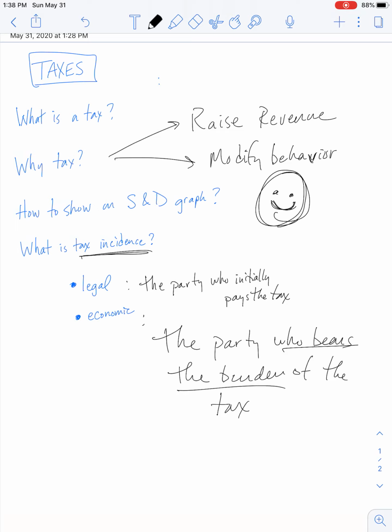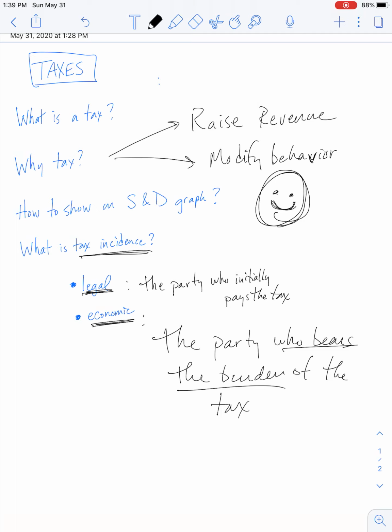So the legal incidence is the party who initially pays the tax, and you can control that when you make the tax. Say, we're going to tax consumers this amount, or we're going to tax producers this amount. So a sales tax is a tax levied on consumers, so the consumers bear the legal incidence of that tax. An excise tax is a tax that's paid by the producers before. So taxes on gasoline and cigarettes, those are excise taxes. They're paid before the final purchase. Sales tax is a tax on consumers.